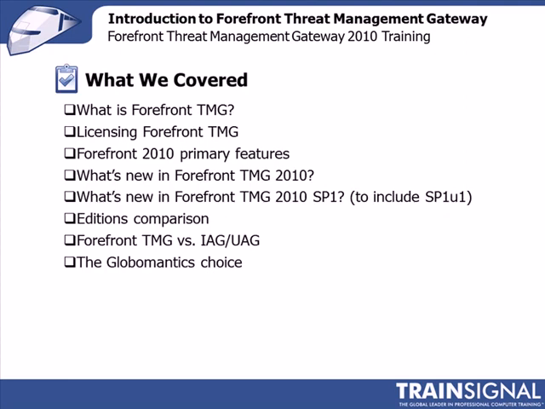In this introductory lesson, we started by talking about the purpose of Threat Management Gateway, and then we talked about how you can license the product in GlobalMantic or in your organization. We then talked about some of the product's primary features and had a discussion about what's new in the 2010 version and the 2010 version SP1 and SP1U1 editions that have come out since the original release. We then looked at a quick overview of what's available in the various editions and gained an understanding of where Forefront and UAG, or Unified Access Gateway, differ from one another. And we wrapped up this lesson by understanding why GlobalMantic is going to move ahead with the Enterprise Edition of Threat Management Gateway.